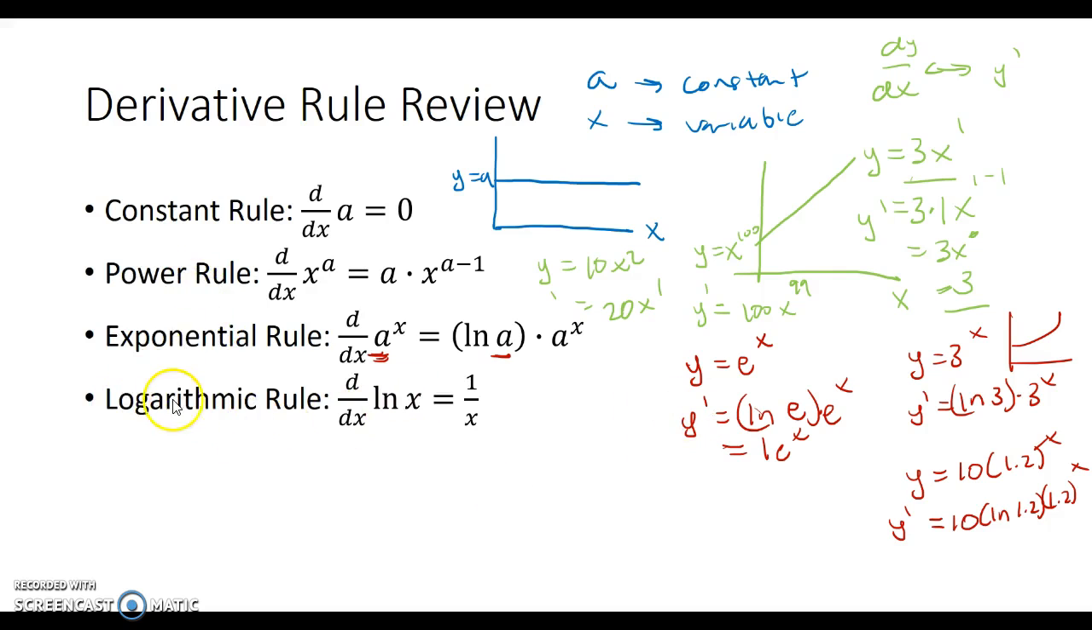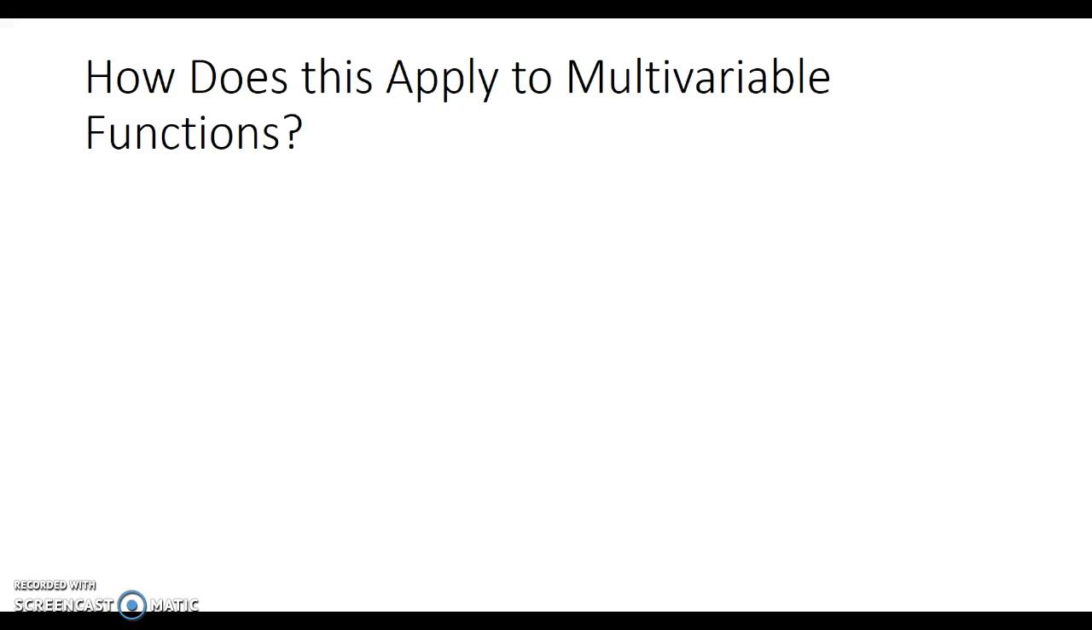Logarithmic rule, fairly easy to work with. It says that the derivative of the natural log of x equals 1 over x. Okay, so that is the logarithmic rule. Not much there. Now we'll do product rule, quotient rule, chain rule, all that a little bit later on. But for now, we're good. So we'll stop with those rules and actually try to apply this to multivariable functions.